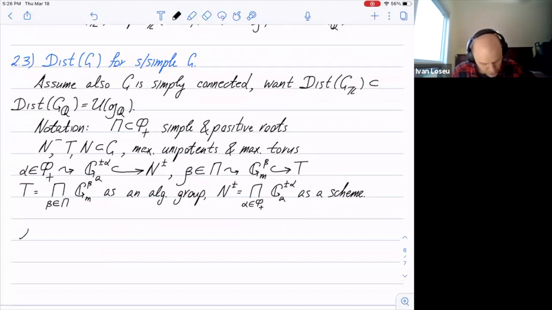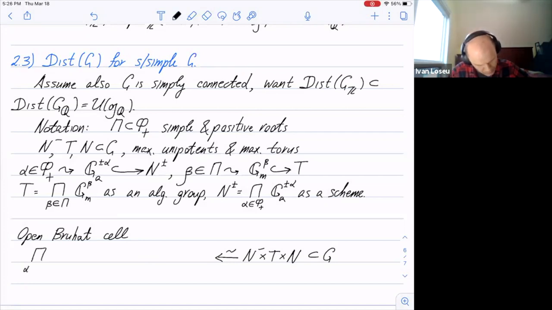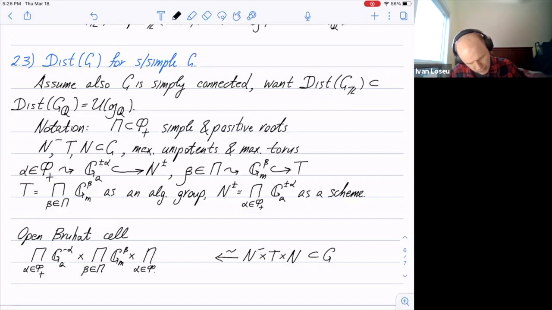Okay. And then I have an open Bruhat cell, N minus times T times N inside of G. And this open Bruhat cell is a product of all the subgroups that I have introduced. So the product of G_a^{minus alpha}, the product over beta in Pi of G_m^beta, then the product over alpha in Phi plus of G_a^alpha.